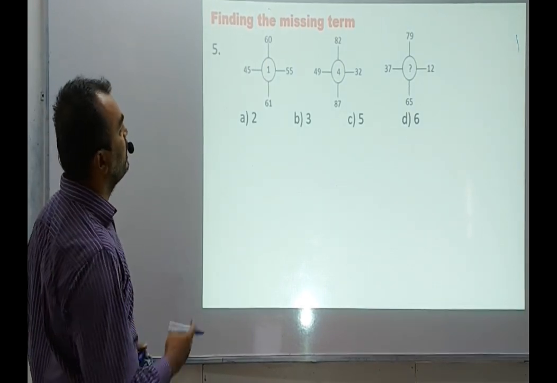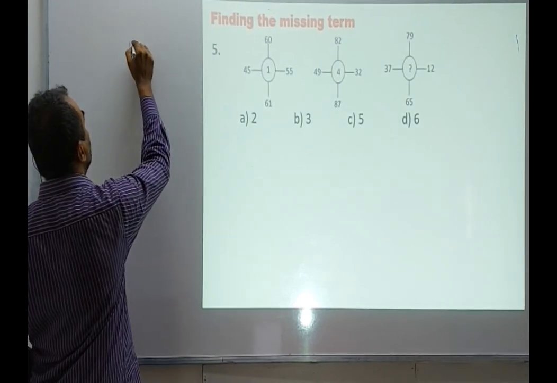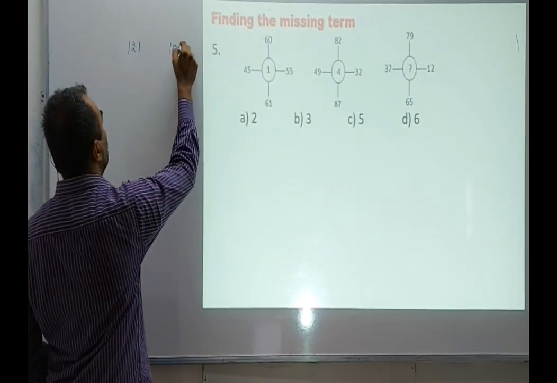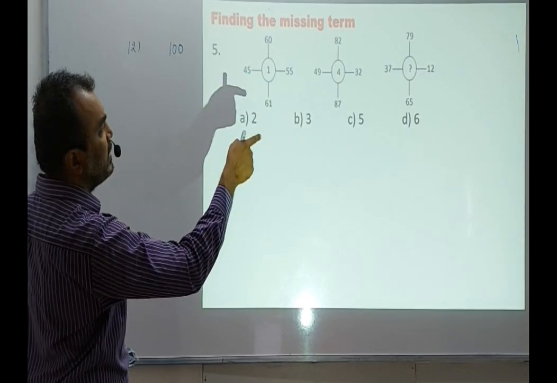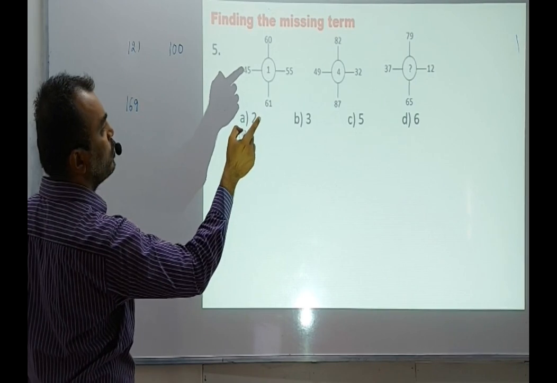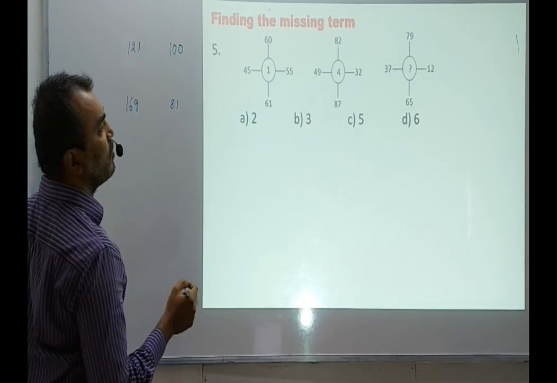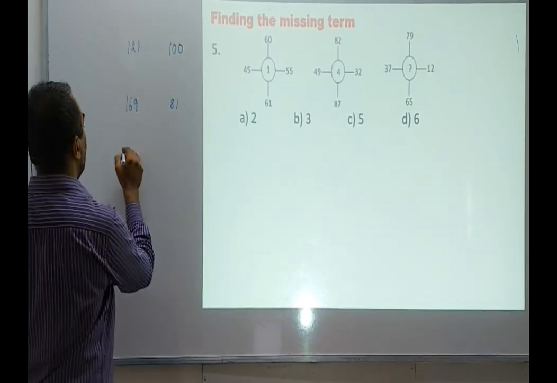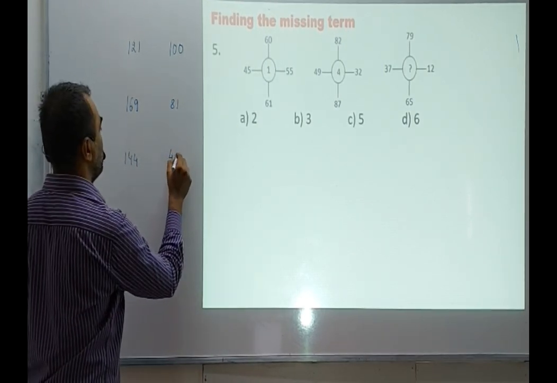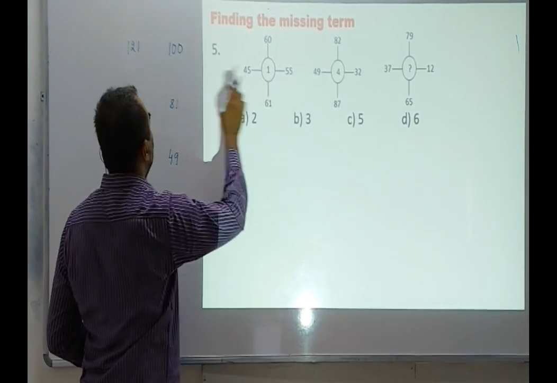So the answer lies between, what is 60 plus 61? 60 plus 61 is 121. What is 45 plus 55? That is 100. 82 plus 87 gives us 169. 49 plus 32 gives us 81. 79 plus 65 gives us 144. And 37 plus 12 gives us 49. So directly there wasn't any pattern, but on adding the opposite numbers you are getting this.